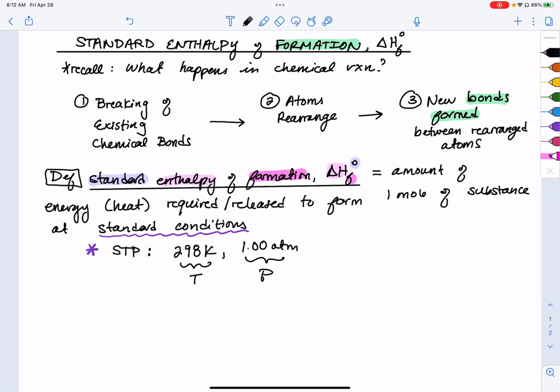If we are in a solution, then our concentration at standard conditions is assumed to be 1 molar. So that is the standard enthalpy of reaction, or standard heat of formation, excuse me. Standard heat of formation. Amount of heat required or released to form 1 mole of a substance.